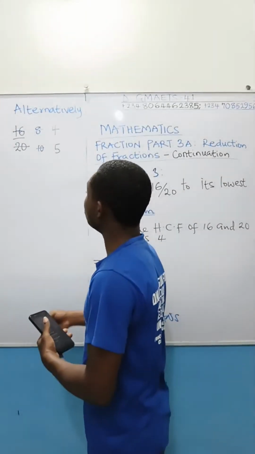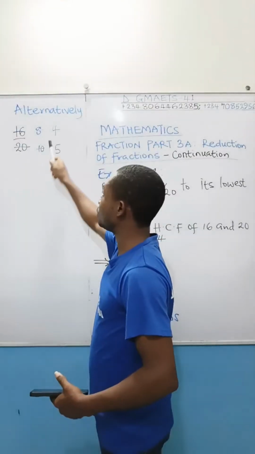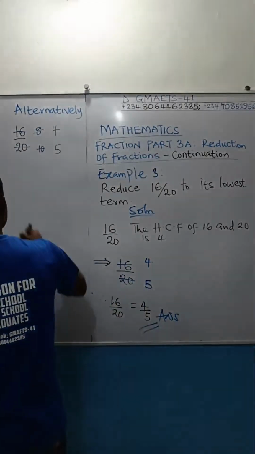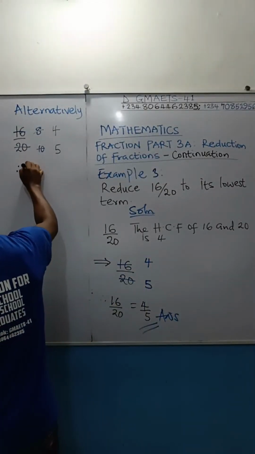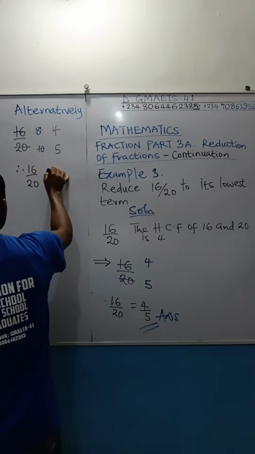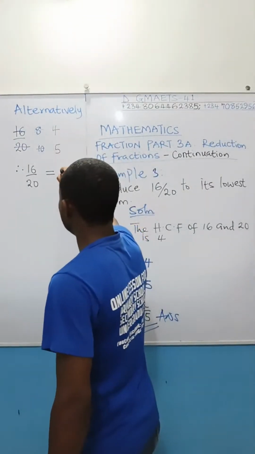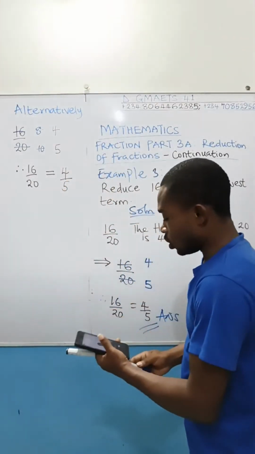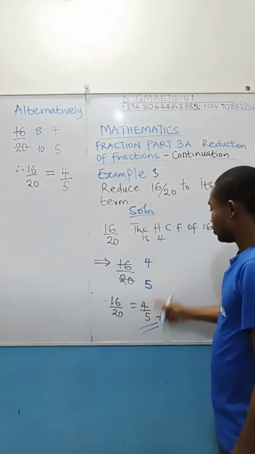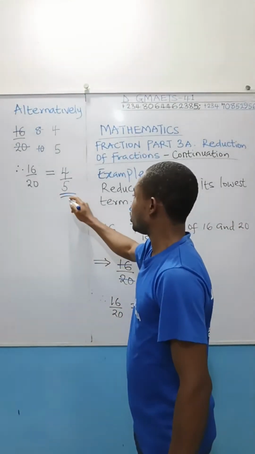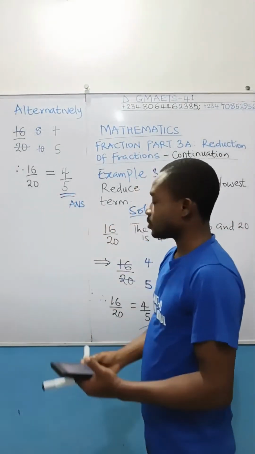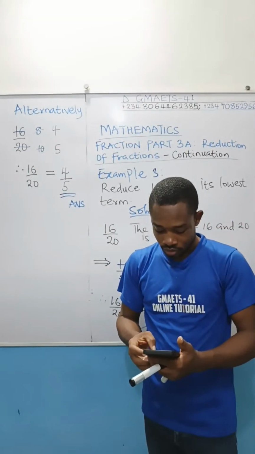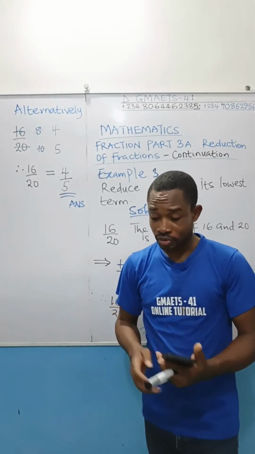Like I said, 2 can still reduce 8 and 10 to give you 4 and 5. We can now conclude. Therefore, 16 over 20 is equal to, the numerator you have 4, the denominator you have 5. So you have 4 over 5, which is still the original result you obtained, telling you that you are correct. So we are done with this second question.